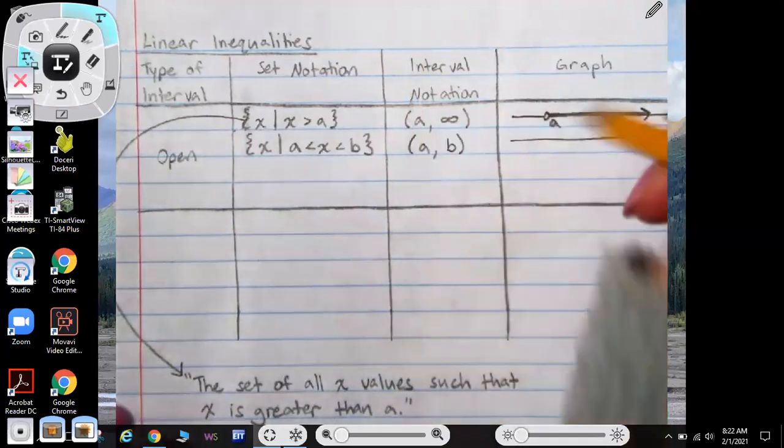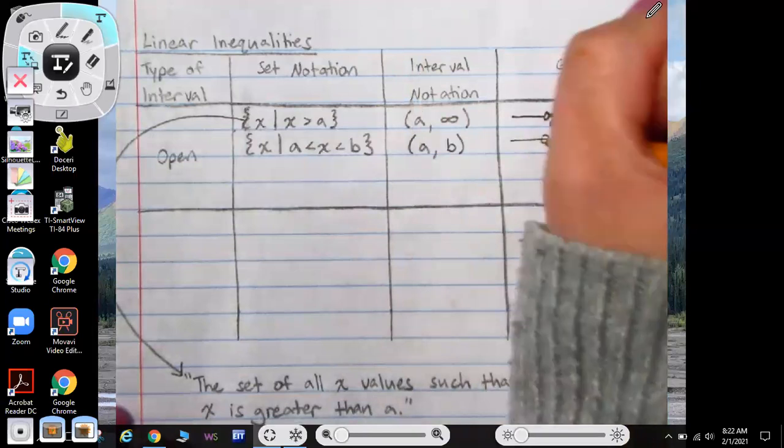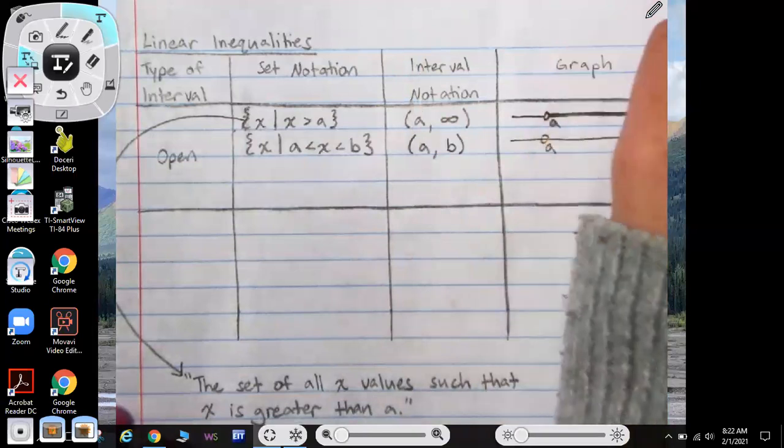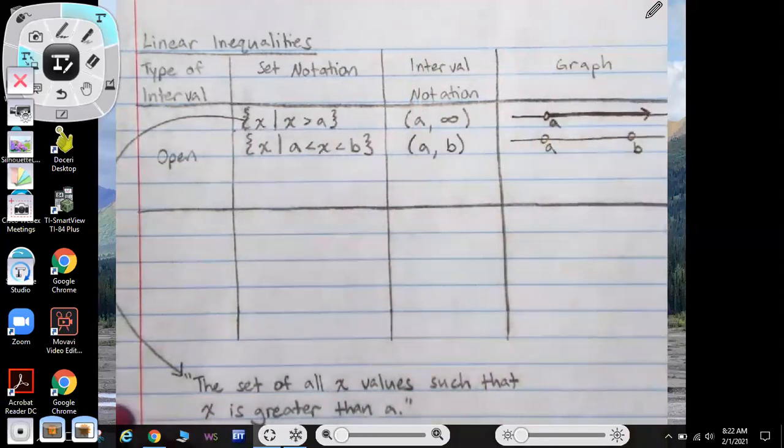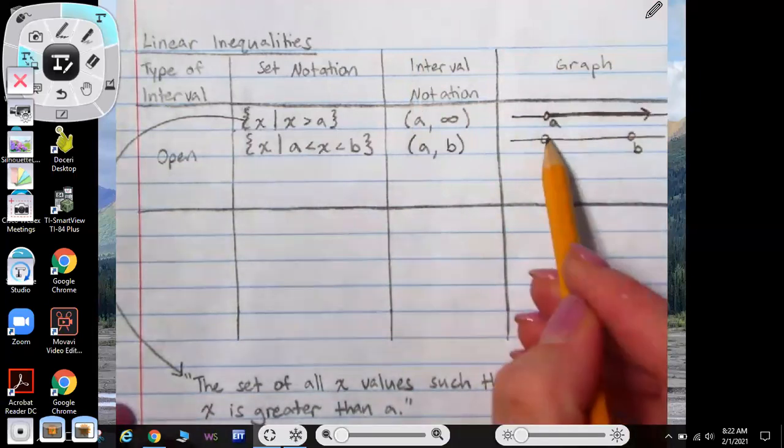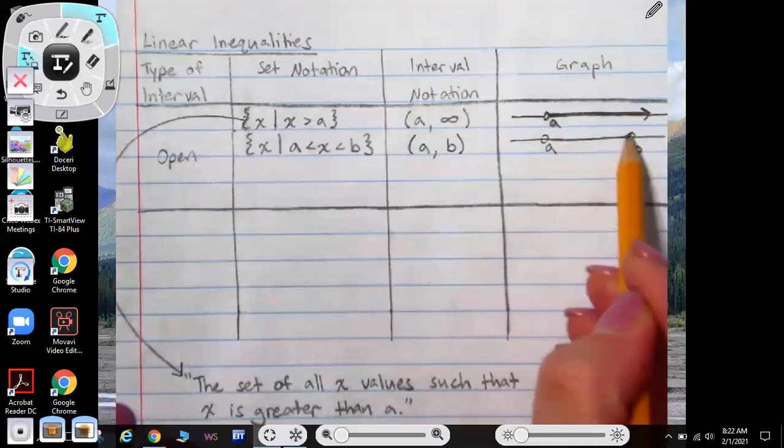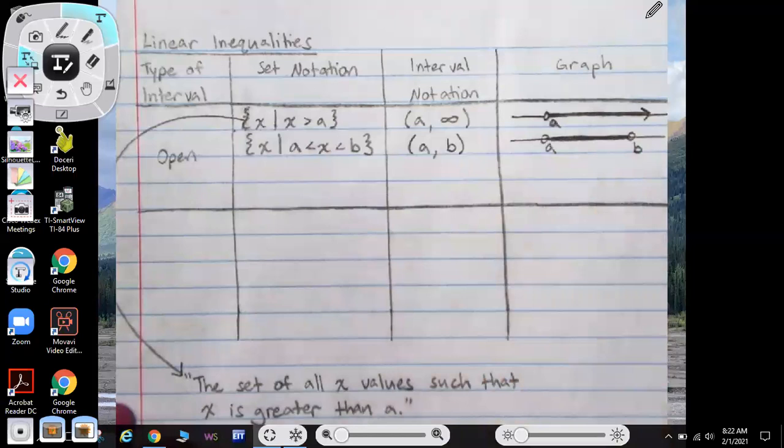And our graph will look like this. Open circle at a, open circle at b, because we're not including those numbers in our interval. We're only including the numbers between a and b. So shade the line in between those circles. So we want the set of all the values that are between a and b.